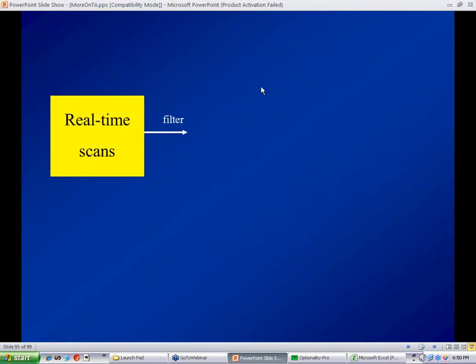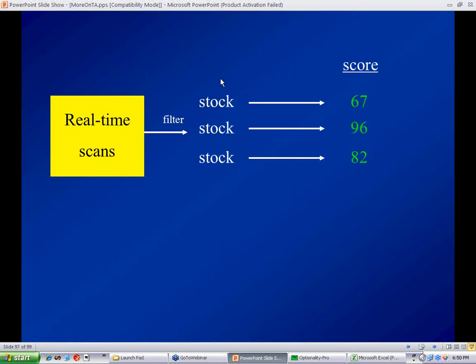So, in real time, when you come to this product and the market opens, these filters are applied to all the stocks in real time. Let's say this one filter finds stock, stock, stock. It already knows its chances by last night's back data, and so it comes up with a score. If you see a 67, that means that whatever filter it found, it's performed 67% of the time favorably. Stock number 2 performed 96% of the time favorably, and stock number 3 performed 82% of the time favorably.